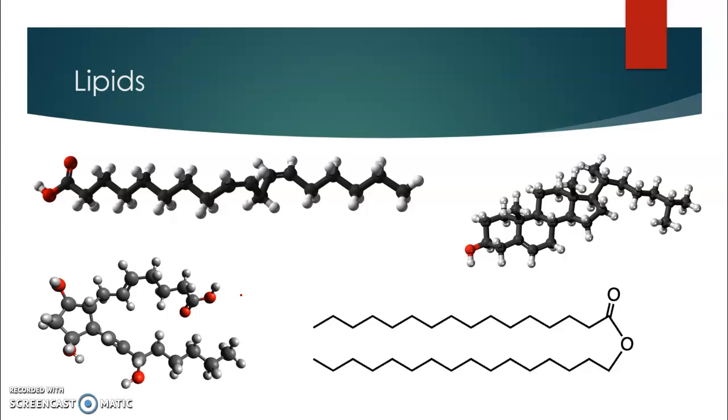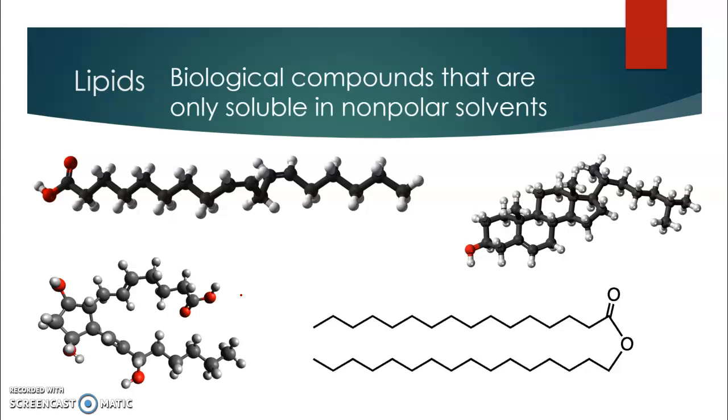What do they all have in common so that we have that similar classification system? It is that they are soluble in nonpolar solvents only. So that's not a huge area of overlap. They're the biological compounds that are only soluble in nonpolar solvents.